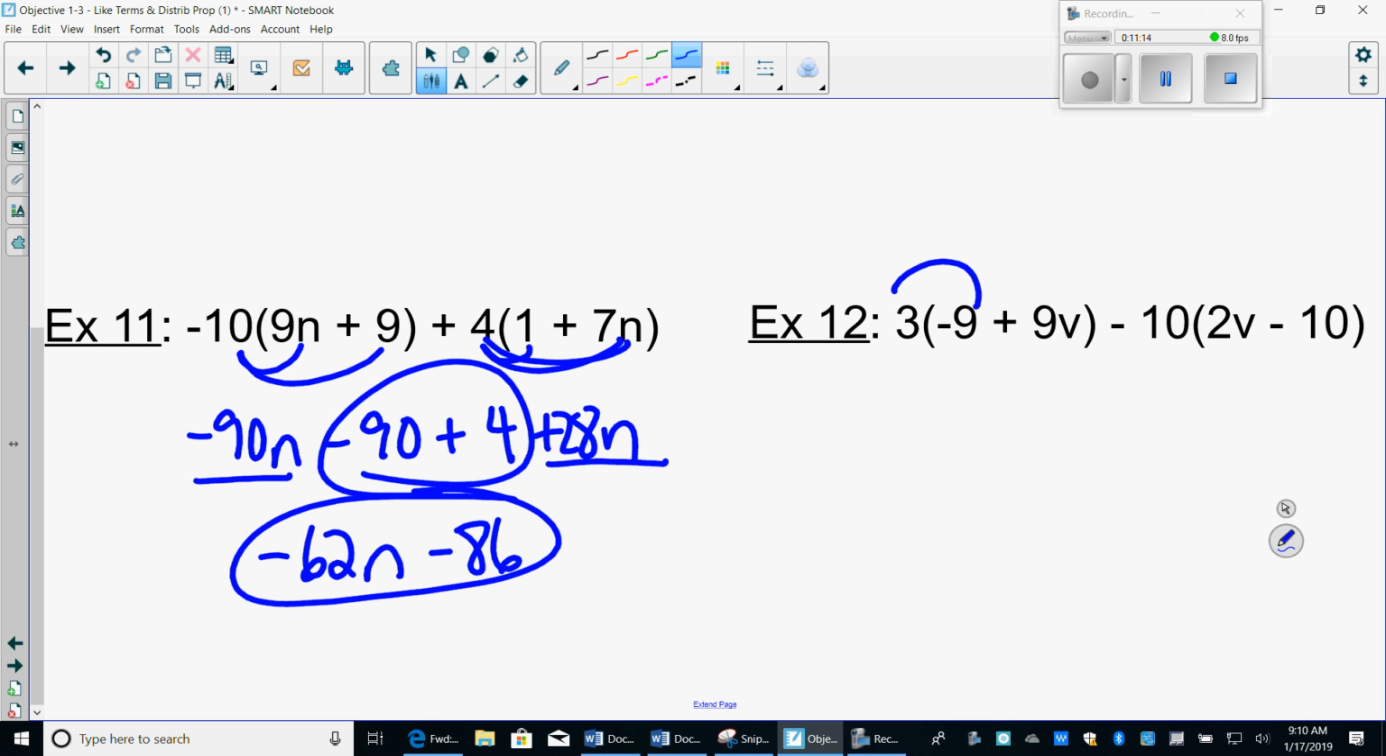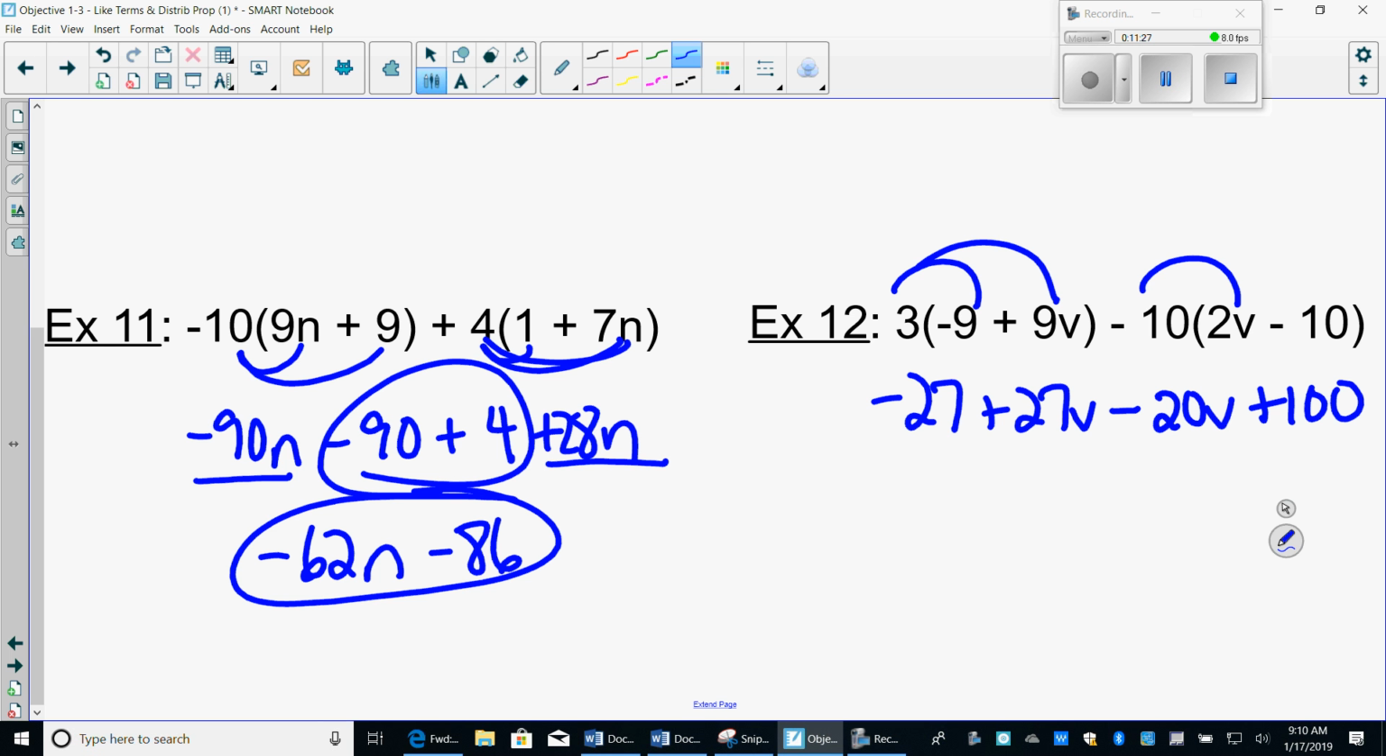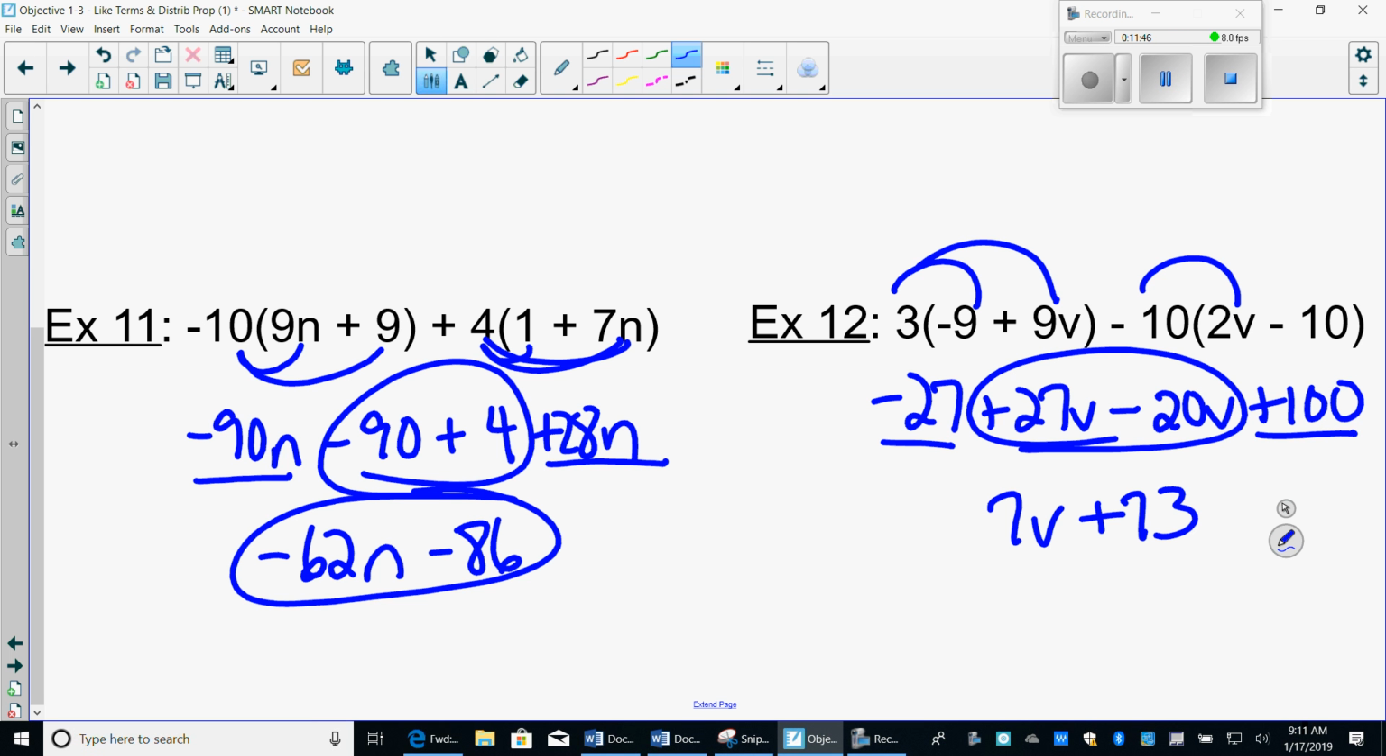So this is going to give me negative 27 plus 27b, negative 20b plus 100. What matches? Negative 27 and 100 gives me 73. And then 27v minus 20v is 7v. What do I do with signs here? They're both positive, so you just bring them down. Okay?